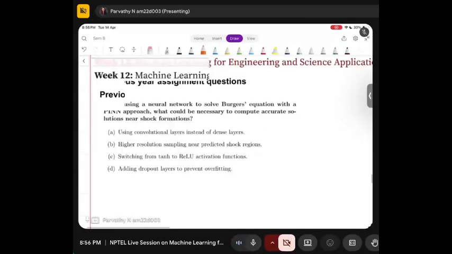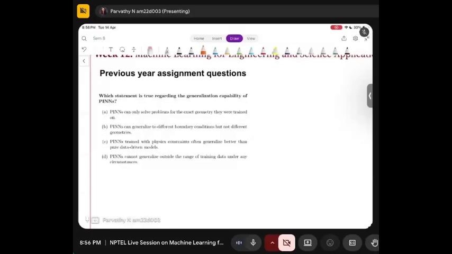Which statement is true regarding the generalization capability of PINNs? PINNs can only solve problems for the exact geometry they were trained on. PINNs can generalize to different boundary conditions but not different geometries. PINNs trained with physical constraints often generalize better than pure data-driven models. PINNs cannot generalize outside the range of training data under any circumstances.